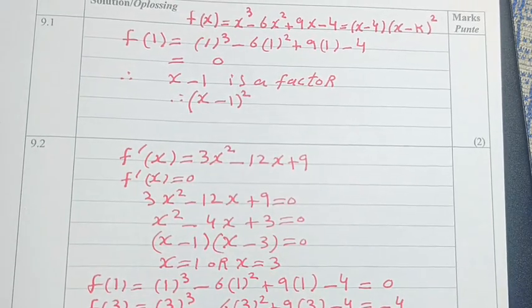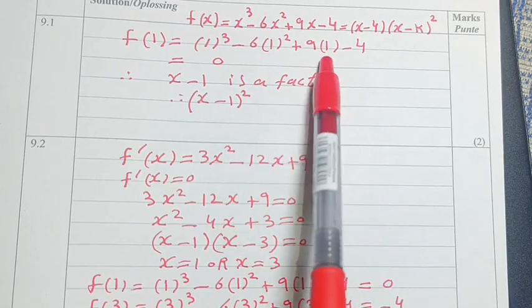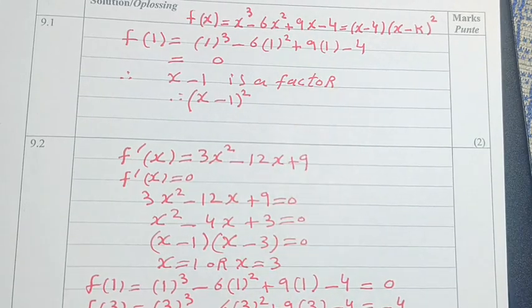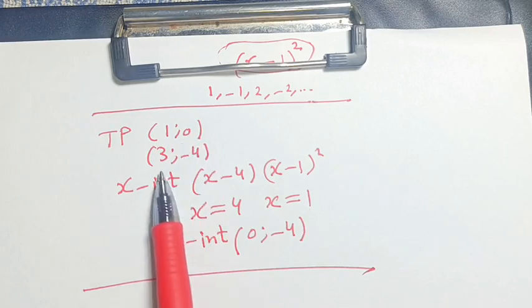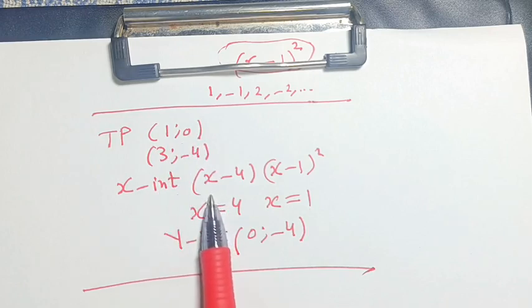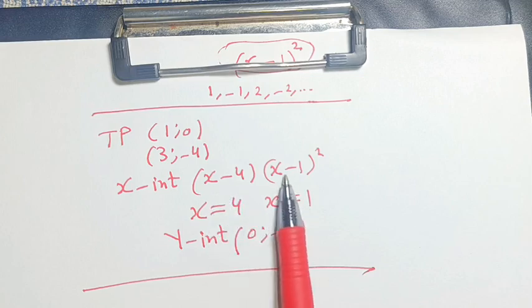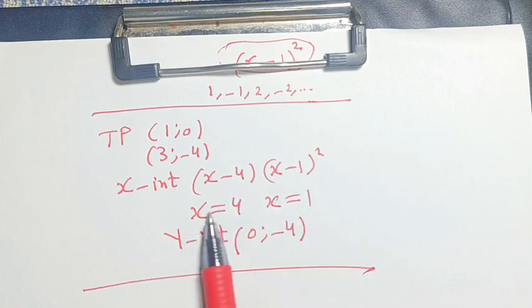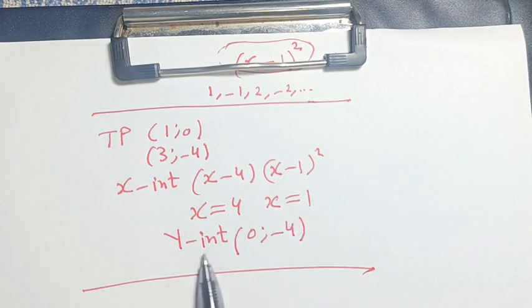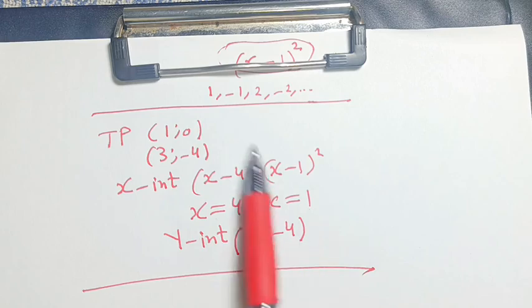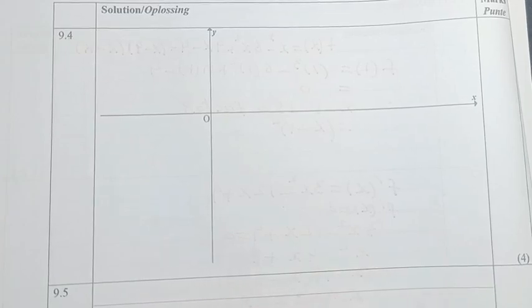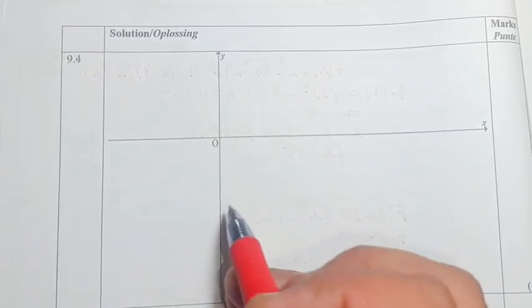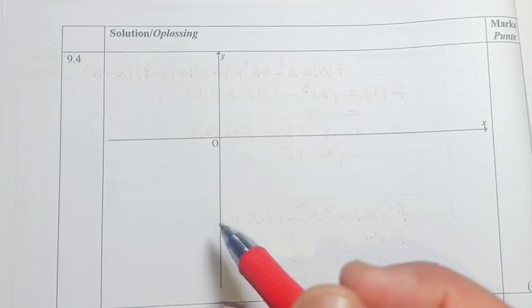And the y-intercept we got is negative 4. Now we can sketch the graph. I have turning points (1, 0) and (3, -4). For the x-intercepts, I've got (x - 4) multiplied by (x - 1) squared, which means x equal to 4 and x equal to 1. And the y-intercept we got is (0, -4). All of these we have. Now we're going to sketch the graph. What I normally do is draw the graph first, then substitute the points, starting from wherever I stand.